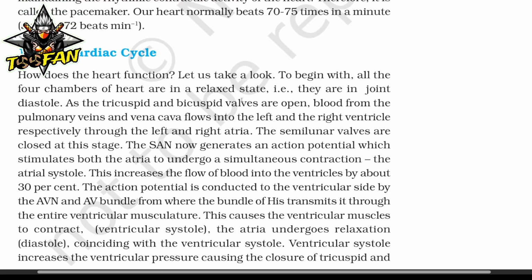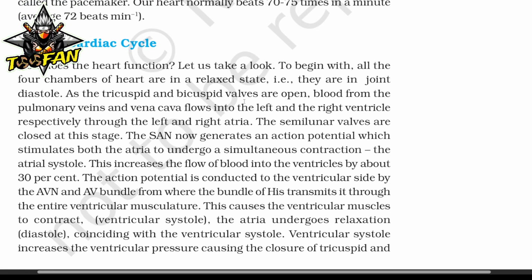Cardiac cycle. How does the heart function? Let us take a look. To begin with, all the four chambers of the heart are in a relaxed state, that is, they are in joint diastole, as the tricuspid and bicuspid valves are open. Blood from the pulmonary veins and vena cava flows into the left and right ventricle respectively through the left and right atria. The semilunar valves are closed at this stage.